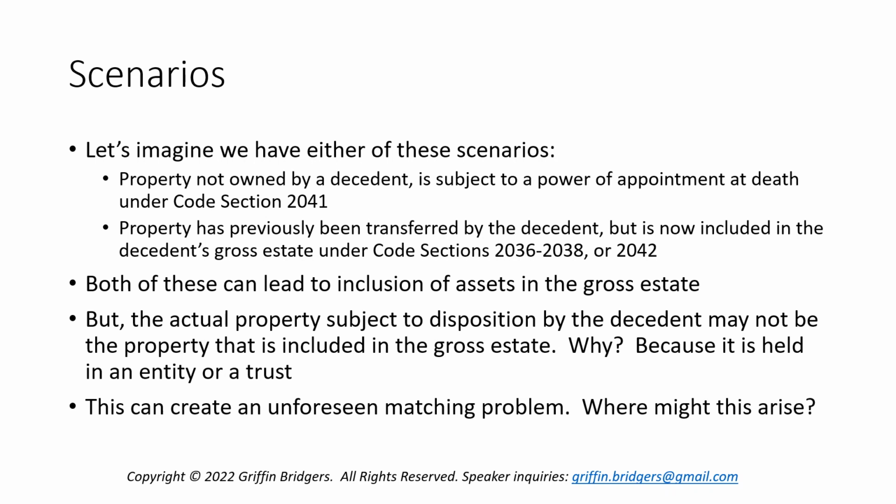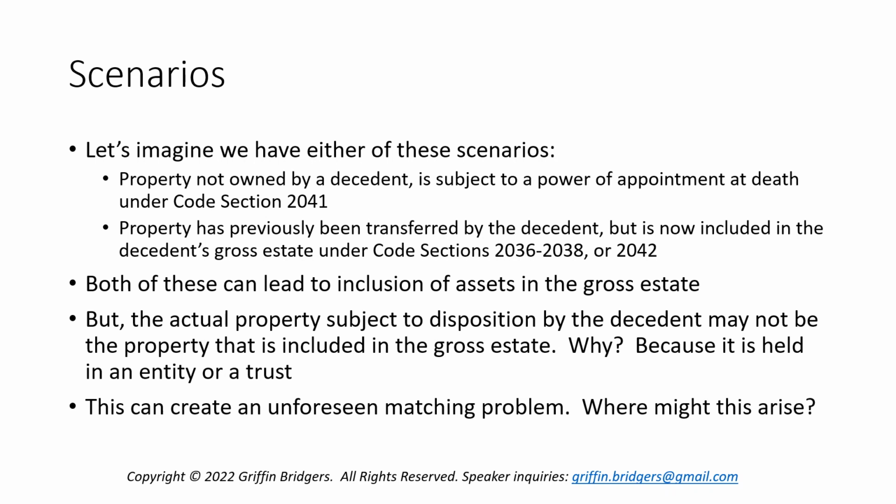Another scenario might be that the decedent has previously transferred property, but it's now included in the decedent's gross estate under Code Sections 2036 through 2038, or maybe 2042, through some sort of retained power, control, or right. Both of those scenarios lead to inclusion of assets in the gross estate. However, in both of those scenarios, the question is what can be done at death by the decedent to maybe offset the increase in estate tax.